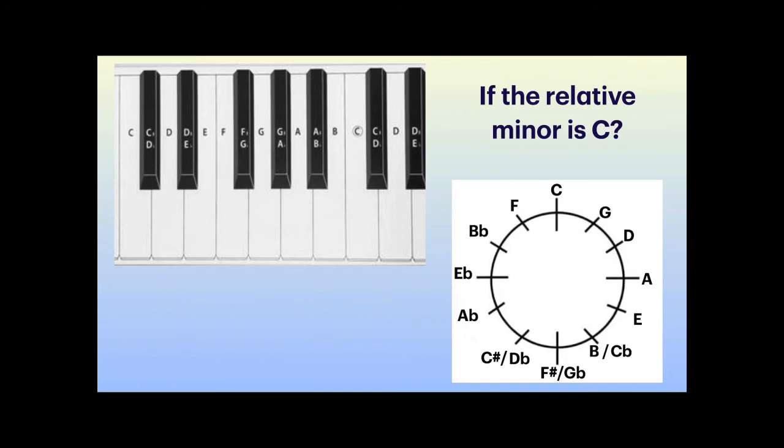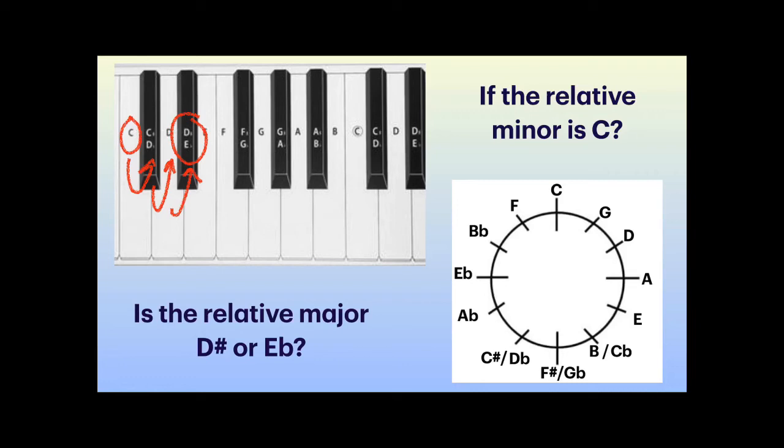Let's do one more of these. What if the relative minor is C? We'll start on a C, move up 1, 2, 3 half steps. We arrive on a D sharp or E flat. Which one is it? Well, which one exists on our circle of fifths? Do we see a D sharp? No, we do not. But we do have an E flat. So the relative major of C minor is E flat major. Once again, they share the same key signature.